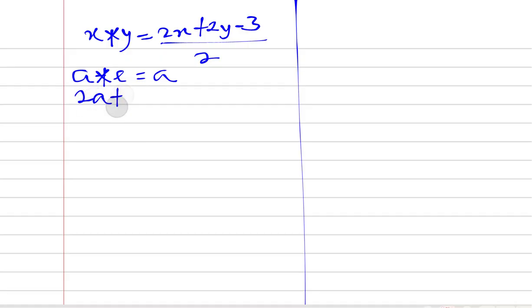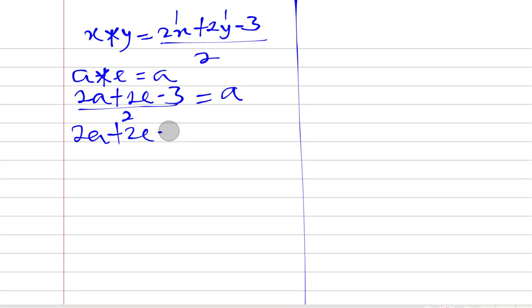2a plus 2e minus 3 all over 2 equal to what? A. I'm sure you know what I'm doing there. I just change x to a, y to what? e. Are you seeing that? So that will be cross multiply. You have 2a plus 2e minus 3 equal to what?